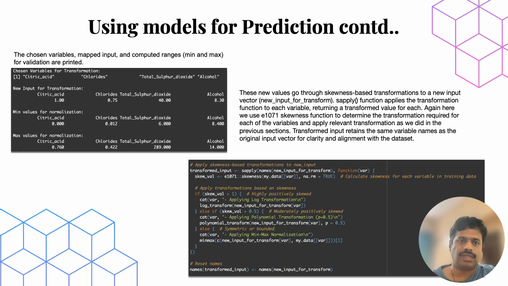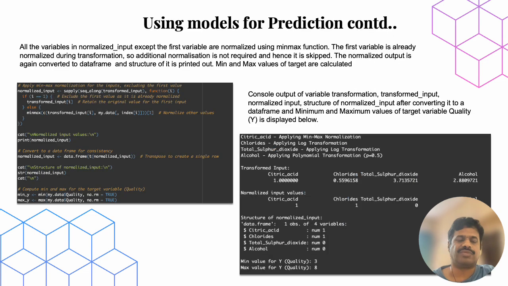Then we apply log transformation. Again, we calculate the skewness based on the skewness function and check the skewness value. And based on the skewness, again we do a similar kind of transformation for all these new inputs. Once the transformation is done, again we do normalization and we print that normalized data. The normalized data is again converted to a data frame, and we also compute the min-max values of the target variable and display it here. So this is the output for it.